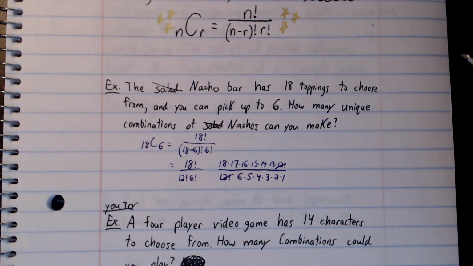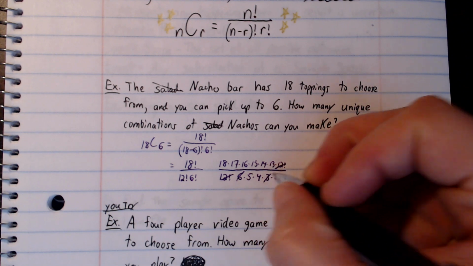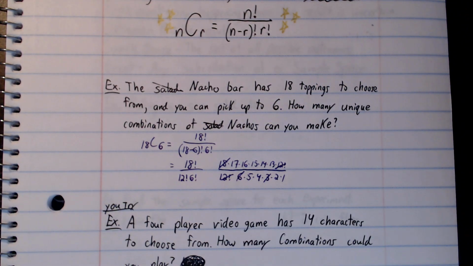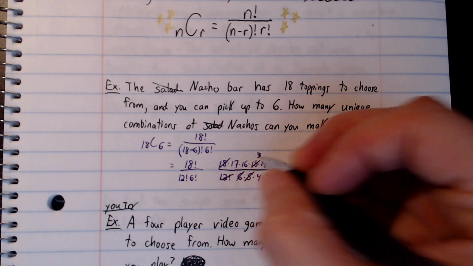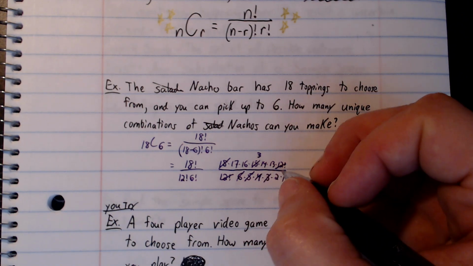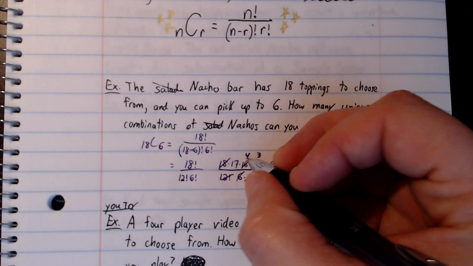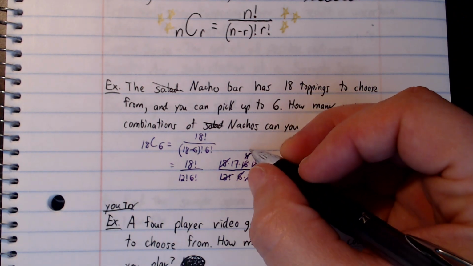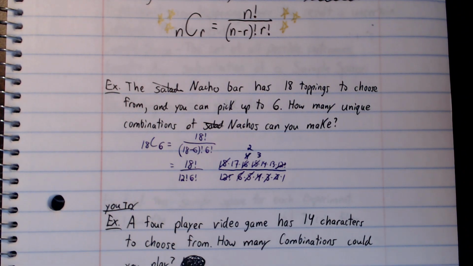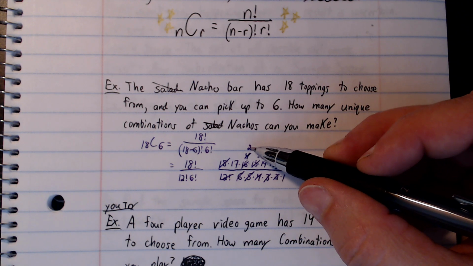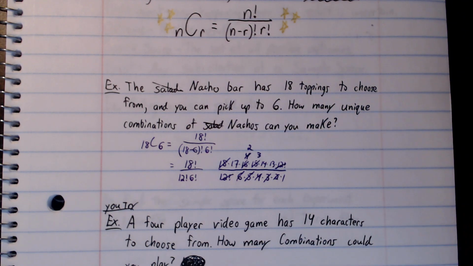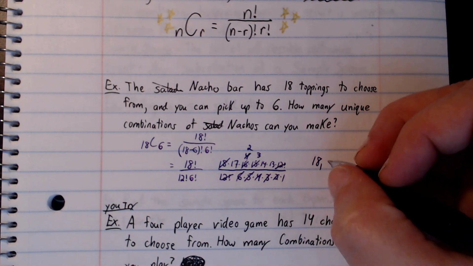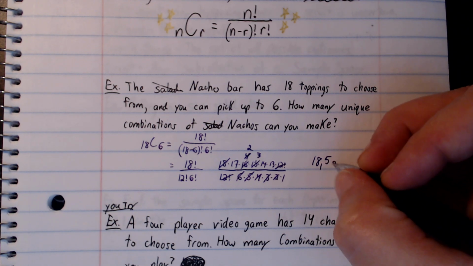That's going to help me get rid of some stuff here, right? 6 times 3 is 18, so I can get rid of that. 5 goes into 15 3 times. 4 goes into 16 4 times. 2 goes into 4 2 times. So there we go. We cleared that up a little bit. So here's what we got left. We got 17 times 2 times 3 times 14 times 13. That would be 18,564.